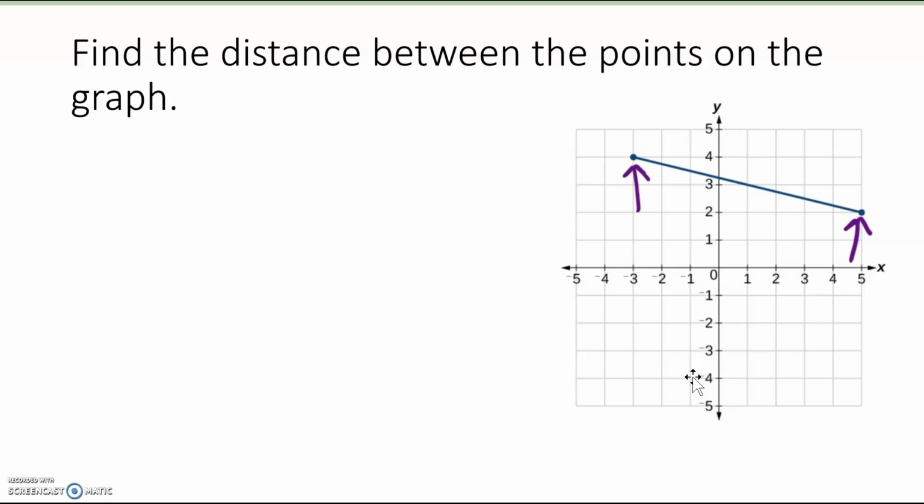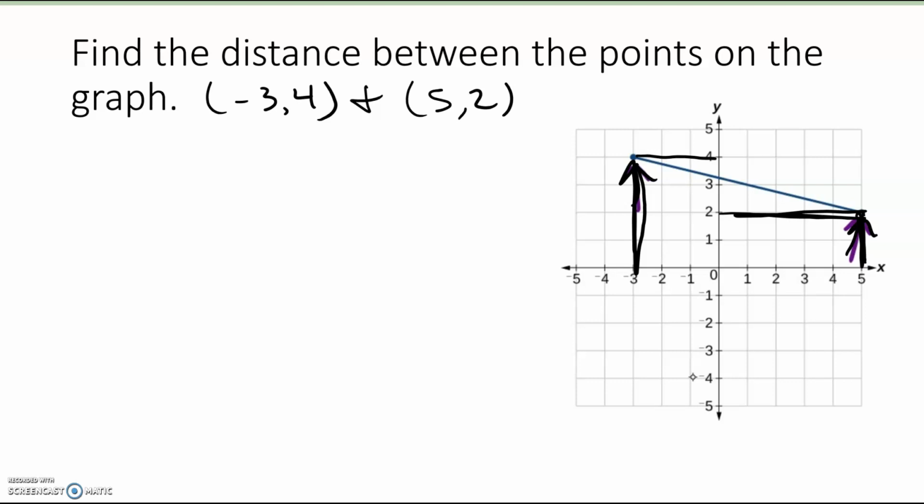Now let's look at when you're given just a graph. So find the distance between the points on the graph. So I need an ordered pair for this point and for this point. Okay, so for this first point here, it's -3, 4. Okay, so I'll write it up here, -3, 4. And then for this one, it is 5, 2.